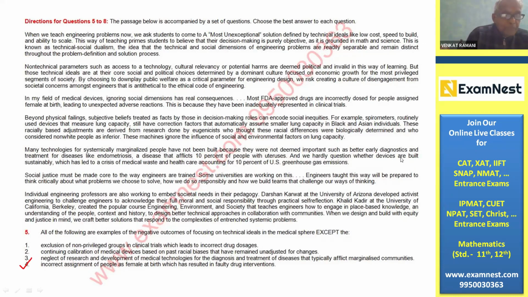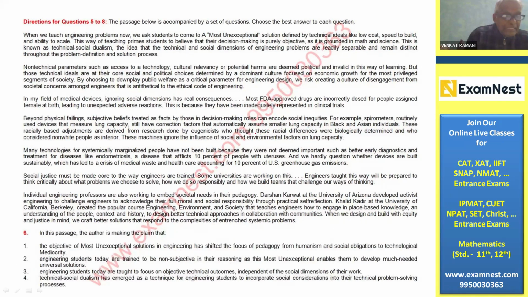Now let's come to the next question. He says in this passage, the author is making the claim that. Now let us see what claim he's making. The objective of most unexceptional solutions in engineering has shifted the focus of pedagogy from humanism and social obligations to technological mediocrity. That's not a claim that he has made, though he talks about it. Engineering students today are trained to be non-subjective in their reasoning, as this most unexceptionable approach enables them to develop much needed universal solutions. They are trained to be objective. I don't think he talks about it, but then there is something else to it.